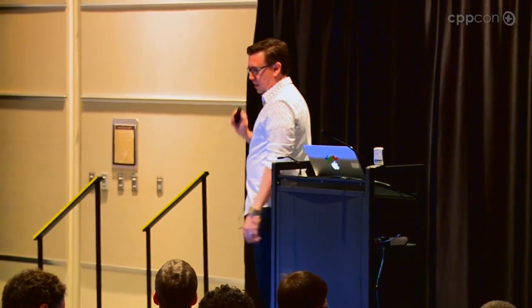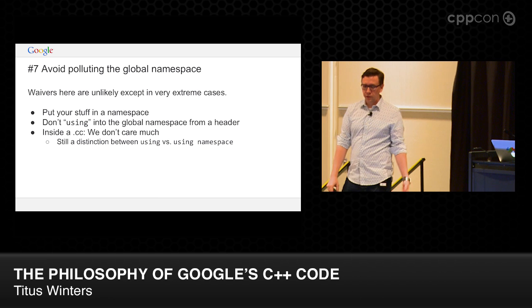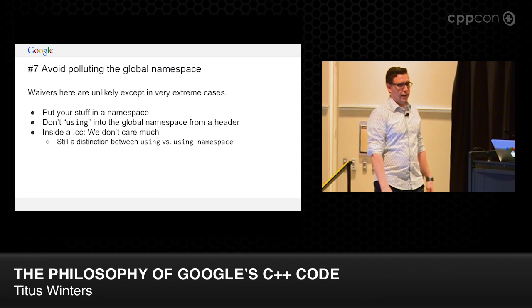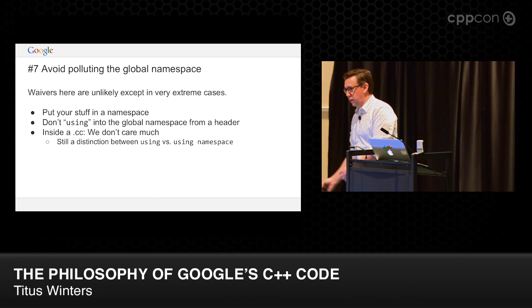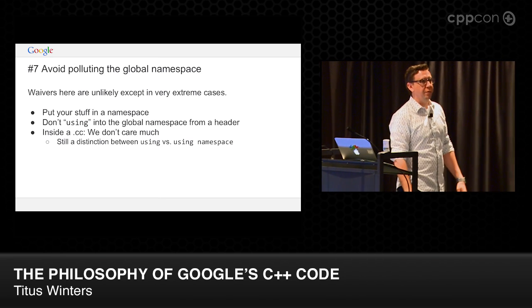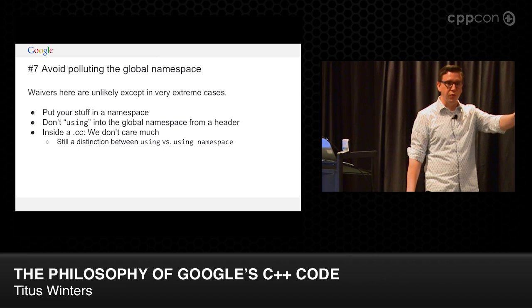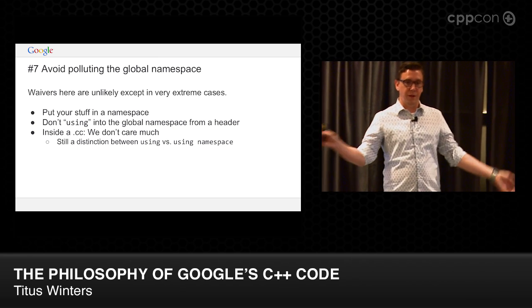We have a really big code base. So a surprising number of rules, this is getting down into specifics now, really boil down to please don't pollute the global namespace. Right? Put your own stuff in a namespace. Don't put using declarations into the global namespace from a header. I don't care what you do in a .cc file. It is extremely unlikely that whatever damage you do to your private translation unit is going to have any impact on me. Not my problem.